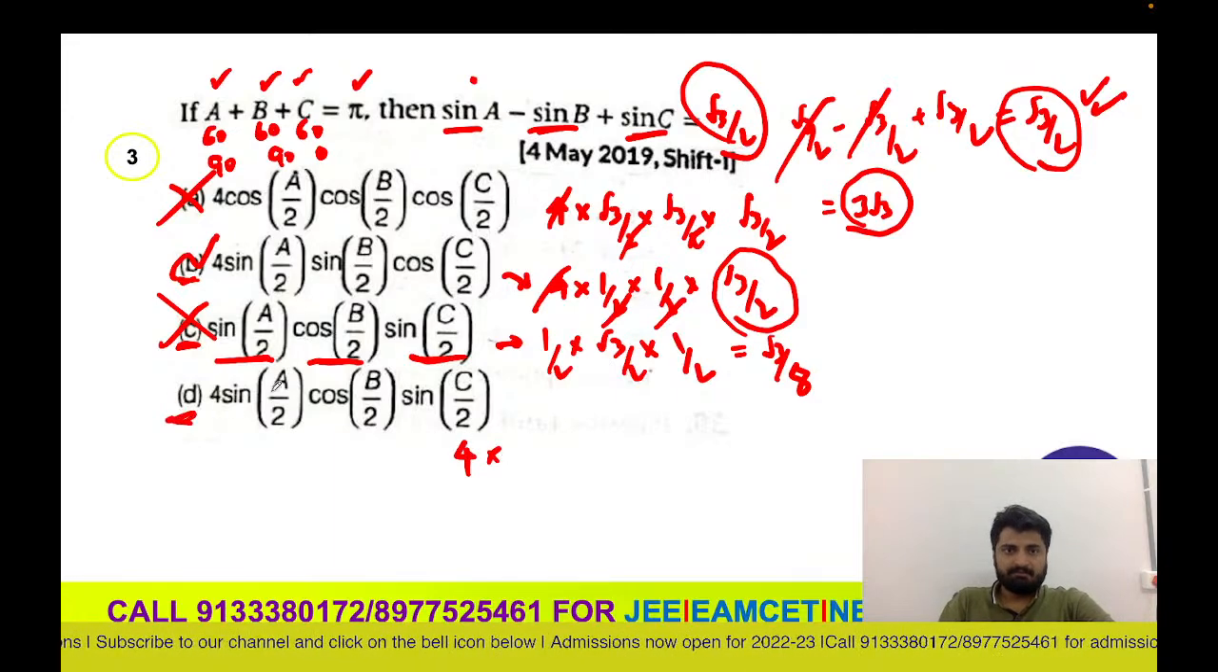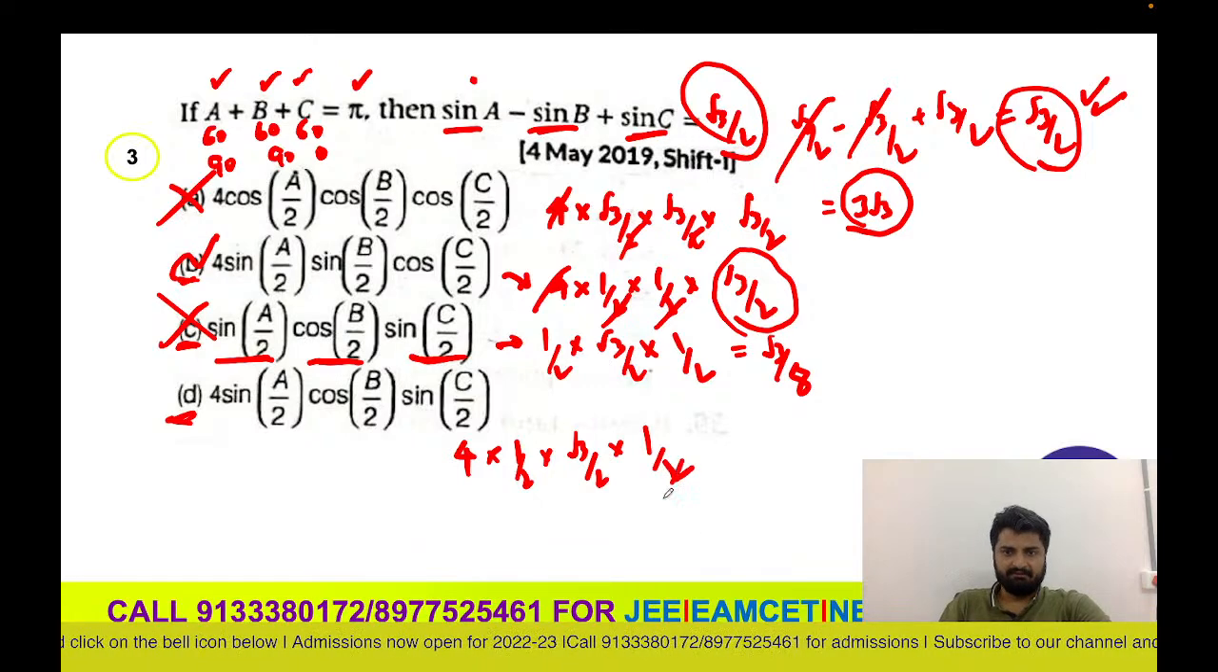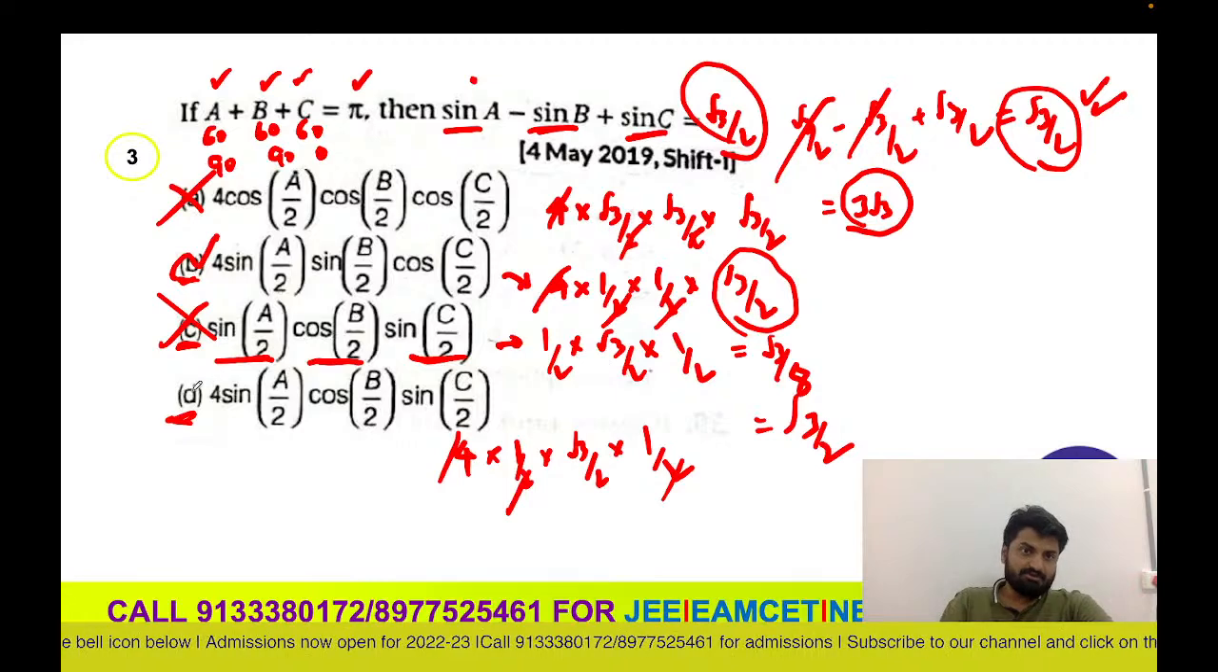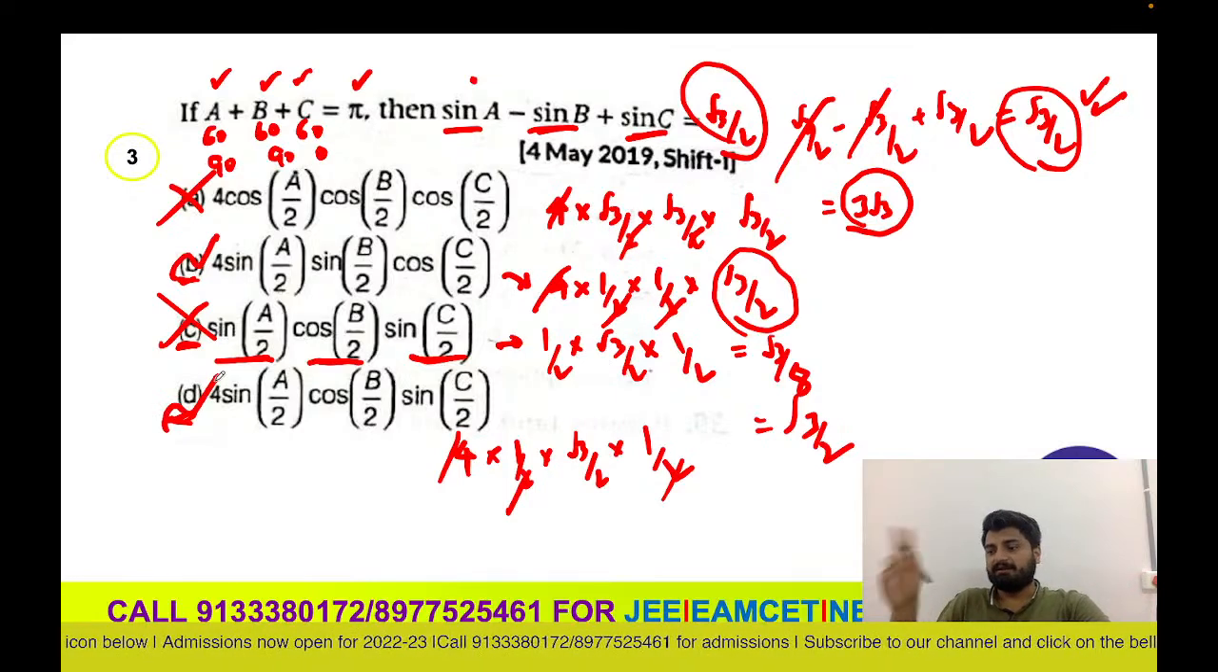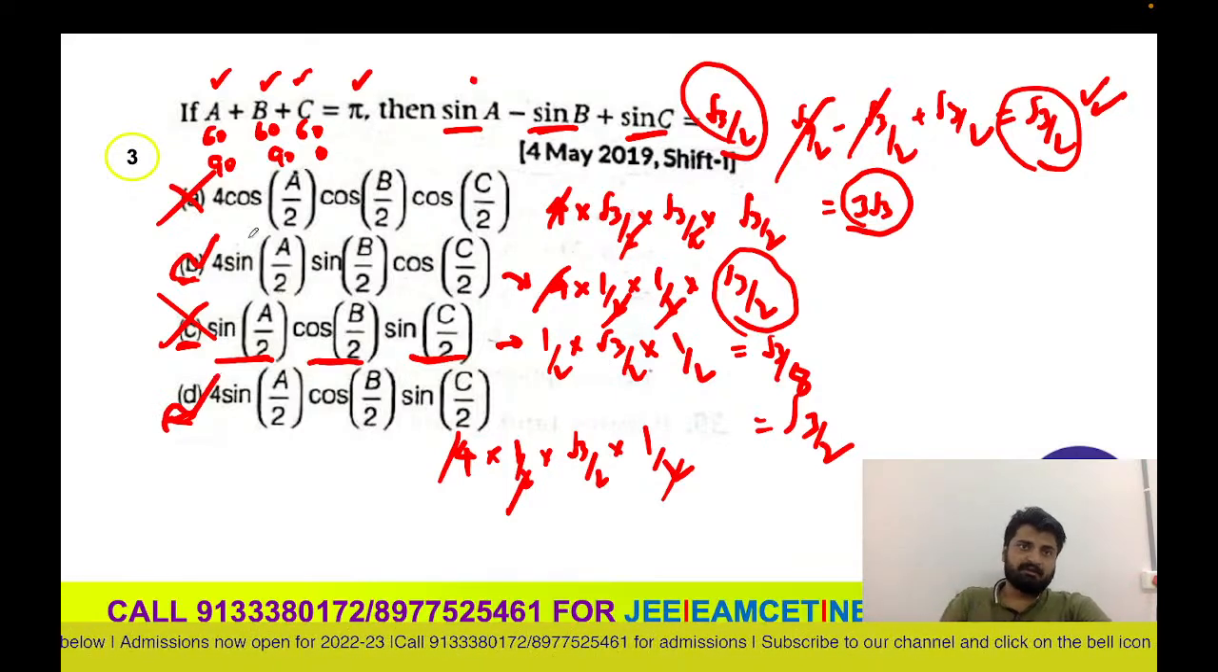4 times sin A by 2. So sin 60 by 2, sin 30, 1 by 2. This is cos 60 by 2, root 3 by 2, and sin 60 by 2, sin 30, 1 by 2 again. 2 to 4 cancel. Again we are getting root 3 by 2. So still we did not get the answer when we assumed A is 60, B 60 and C 60.